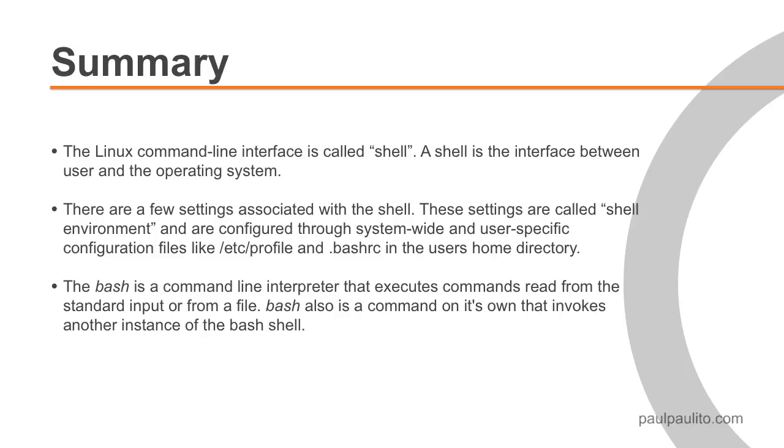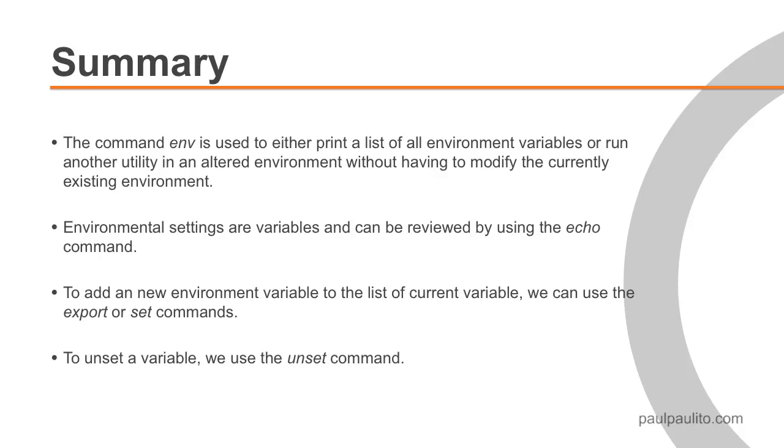The bash is a command line interpreter that executes commands read from the standard input or from a file. Bash also is a command on its own that invokes another instance of the bash shell. The command env is used to either print a list of all environment variables or to run another utility in an altered environment without having to modify the currently existing environment. Environmental settings are variables and can be reviewed by using the echo command. To add a new environment variable to the list of current variables, we can use the export or set commands. To unset a variable, we use the unset command.